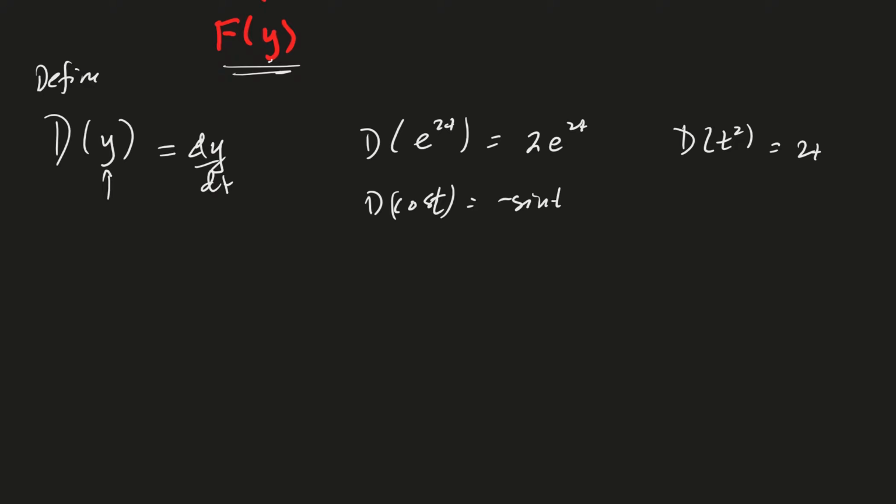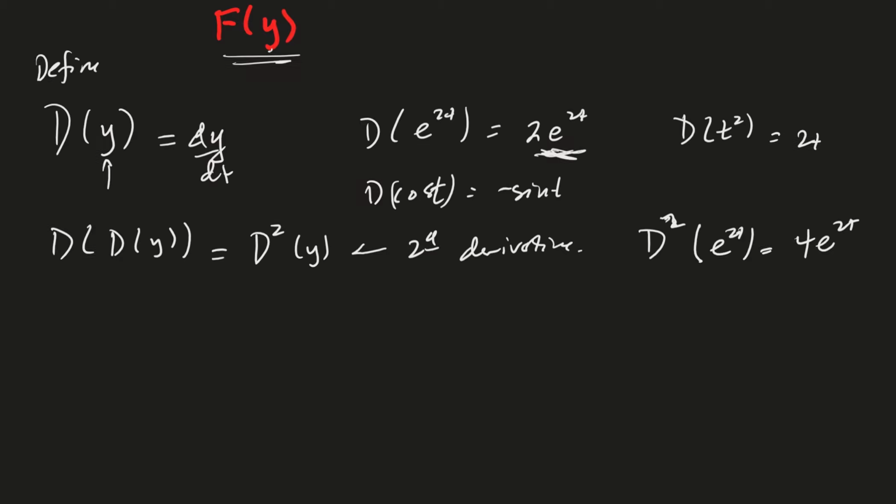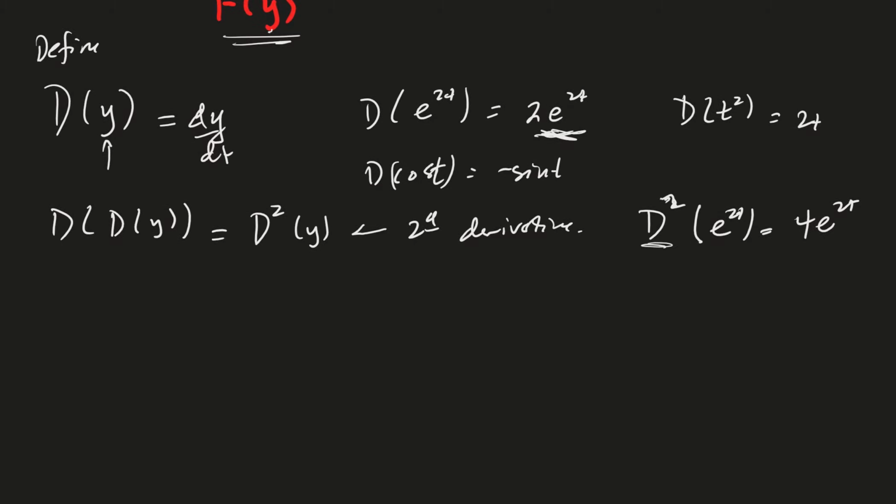Good, okay. And similarly, D of D of y could be abbreviated as D with a 2 there, and that is going to represent the second derivative. And so D2 of e to the 2t would be the second derivative of e to the 2t, right? And so here's our first derivative, so our second derivative would be 4e to the 2t. Good. All right. So that's kind of a special operator, the derivative operator.